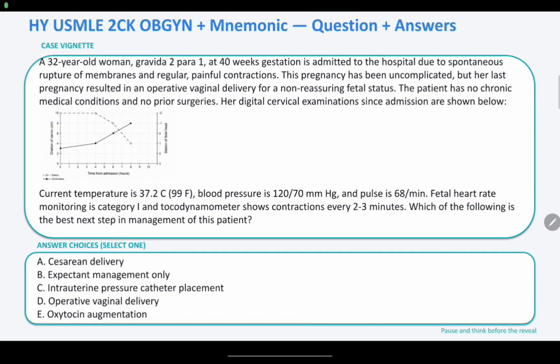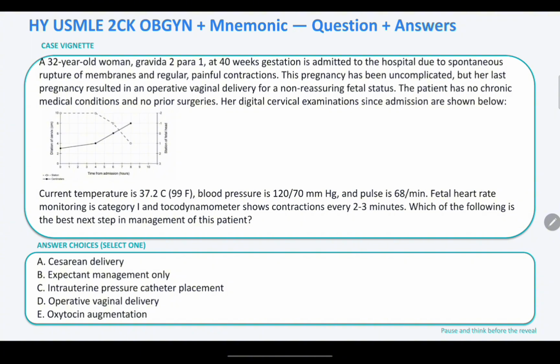Let's look at the other vital information. Her vital signs are normal. The fetal heart rate monitoring is category 1, which is perfect. It means the baby is not in distress. The baseline rate is about 110 to 160 beats per minute, with good variability and no decelerations. This is what is meant by category 1. And the tocodynamometer shows contractions every 2 to 3 minutes, which is a good, normal frequency.